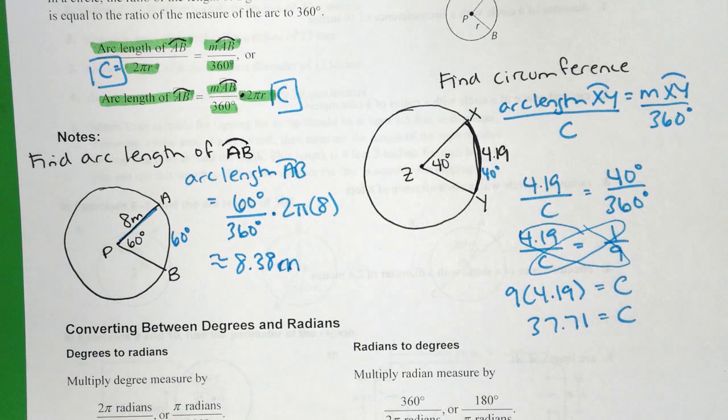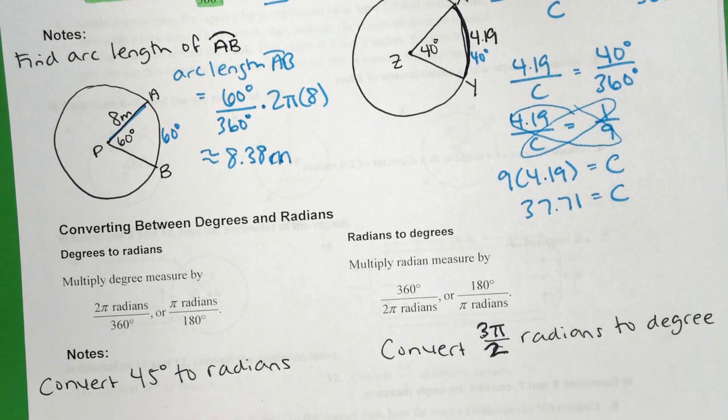Okay, so now down to our last set of core concepts, which is converting degrees and radians. So remember we talked about different modes.